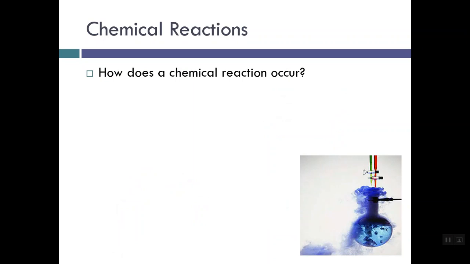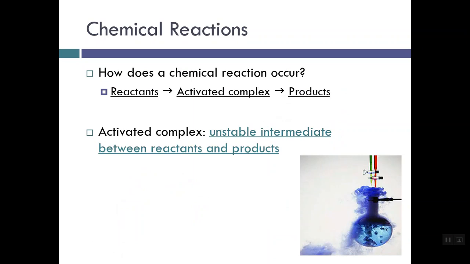All right, so how does a chemical reaction occur? Well, you have your reactants, then you add some heat to get your chemical reaction, which gives you an activated complex, and you end up with products. All right, you saw this when you were learning in biology about substrates and enzymes. The activated complex is where you have the substrate and the enzyme together. You have one big thing. It's an unstable intermediate between the reactant and the product.